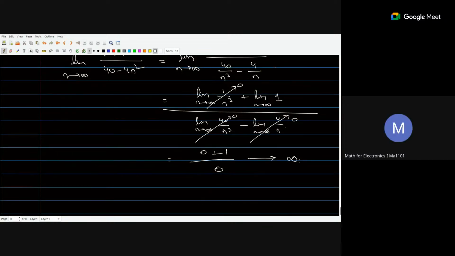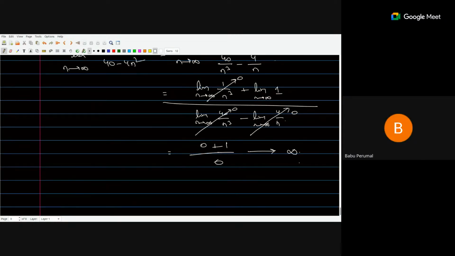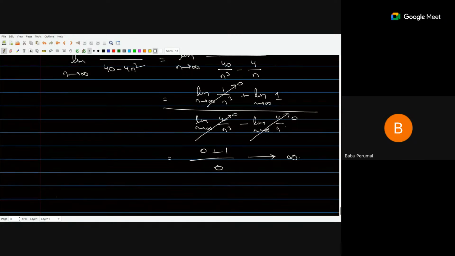So I will tell you one trick. But in the answer, they have given something different. Oh, is it? Yeah. It is given as minus infinity. Sir, I think the denominator should be non-zero. Okay. Sorry. Just a second.